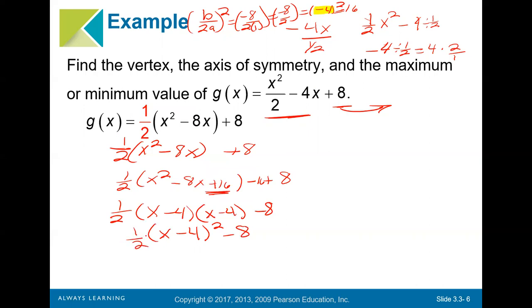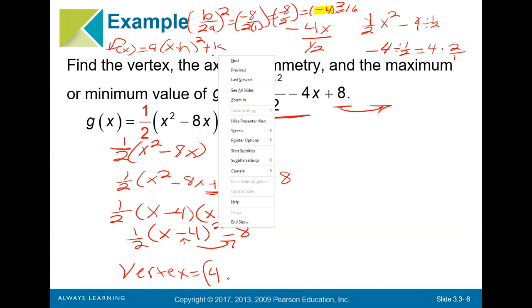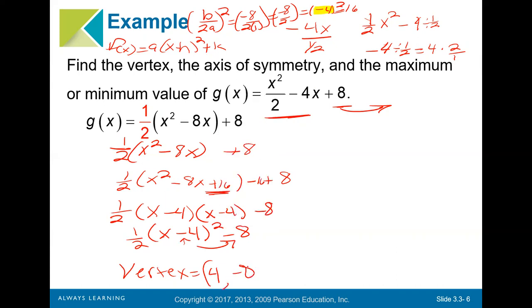Now it's written in a format where I could tell you what the vertex is. Now remember, the original formula says that we have f of x is equal to a times x minus h squared plus k. So if you notice, this is a -4, so it's correct. So my vertex here is going to be 4. But this here is a negative, so that means that in order for that to be a positive, it's going to be a -8. Okay, so now my vertex.